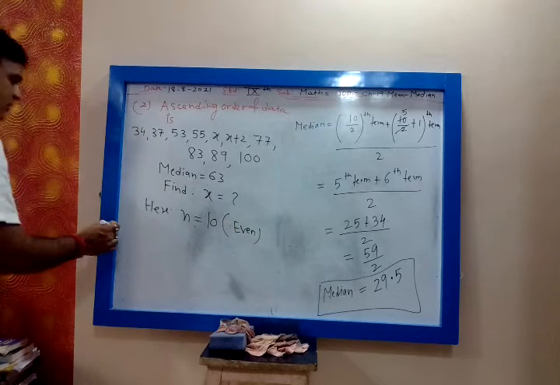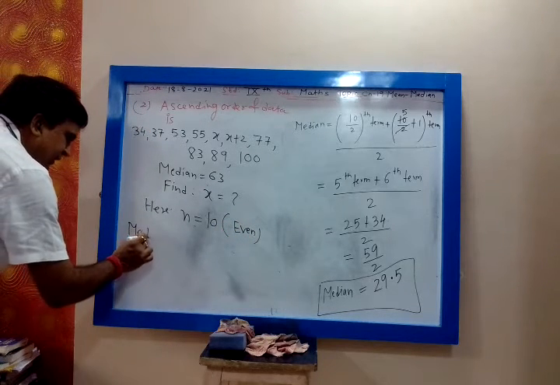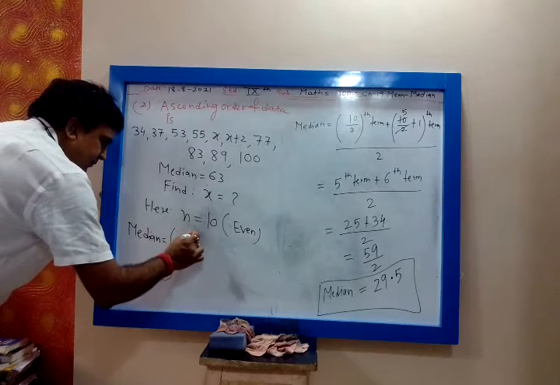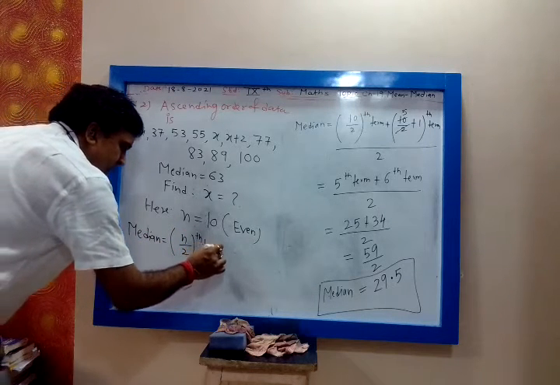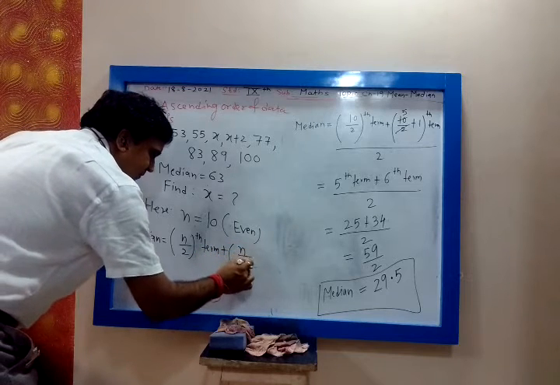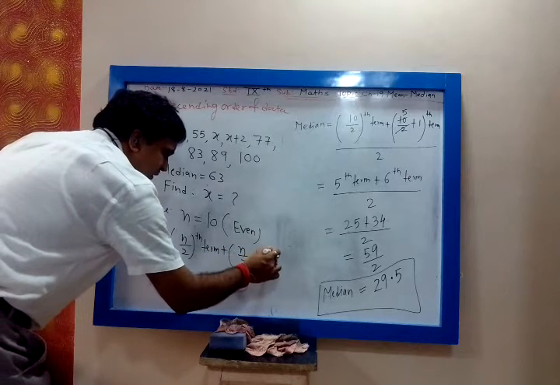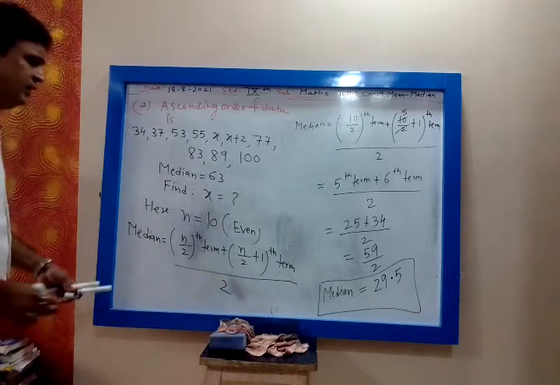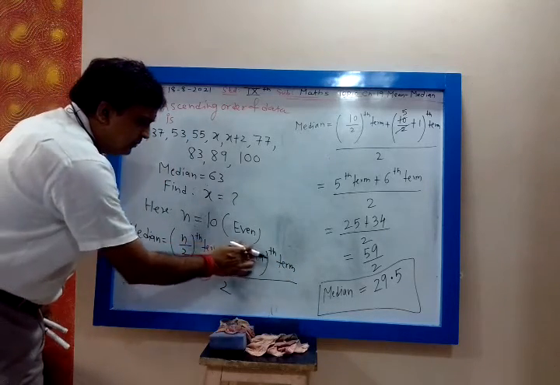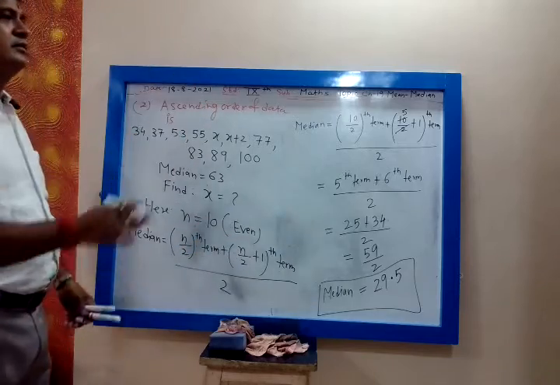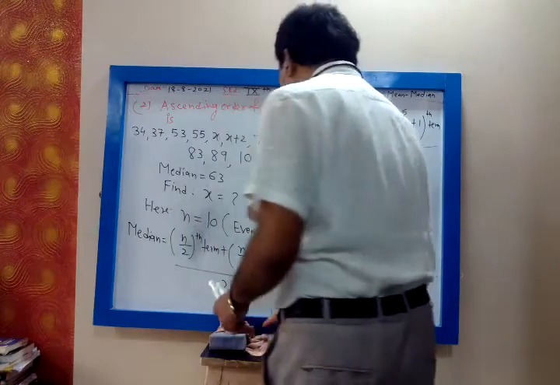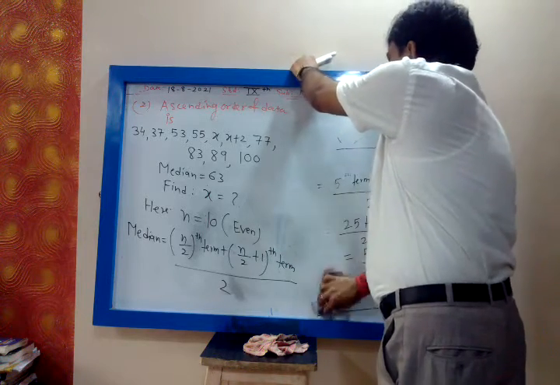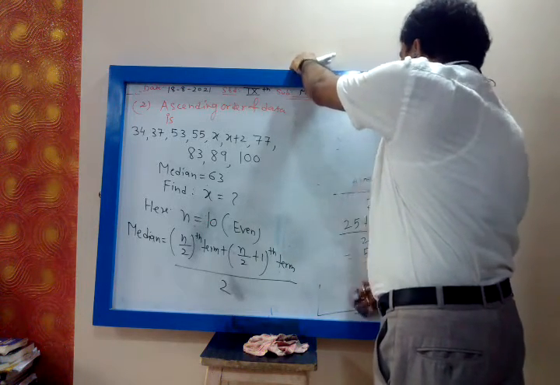So you have to use the formula for median. Median is n by 2th term plus n by 2 plus 1th term, whole divided by 2. See here, it is not n plus 1 by 2, it is n by 2 plus 1. Remember in the formula, it is n by 2 plus 1. The median value is already given to you, that is 63. You put the value.